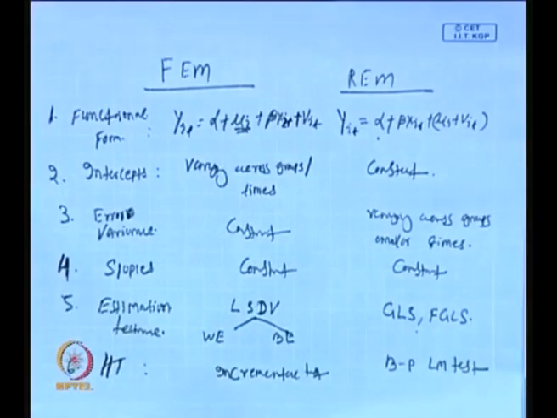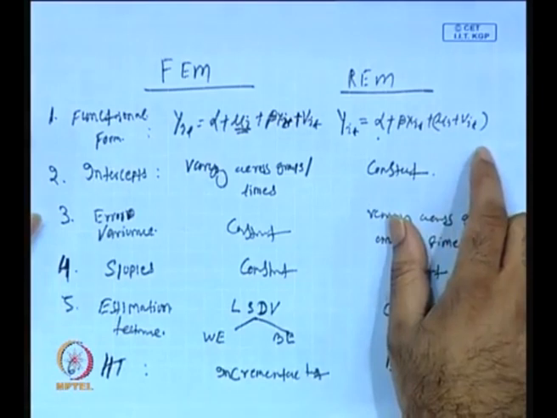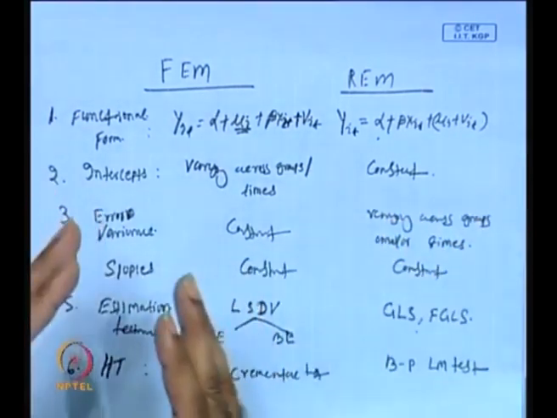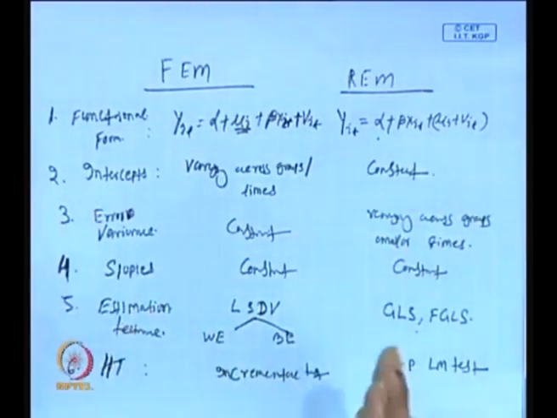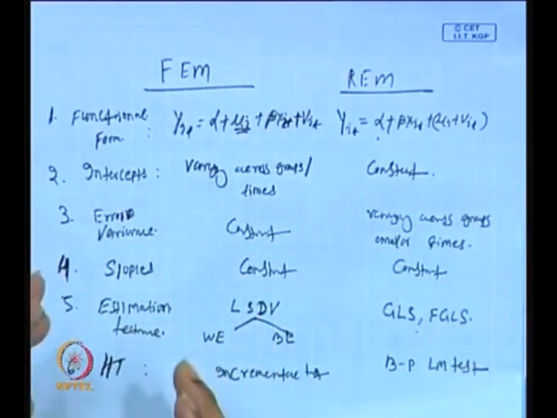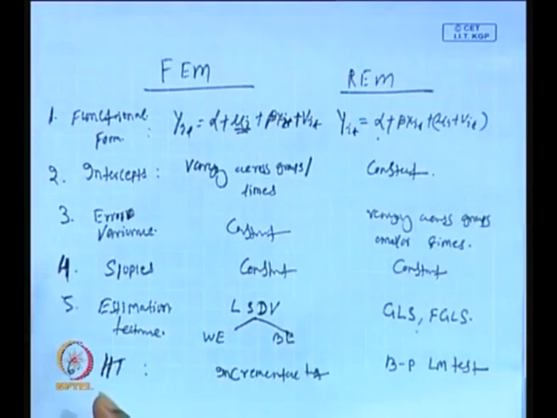So in the case of fixed effect models, we can write the functional form y it equal to alpha mu i plus beta x it plus u it, then y it equal to alpha plus beta x it plus mu i plus u it. Now these models can be distinguished with respect to intercept. In one case, the intercept will vary with respect to groups, individuals or time. That is what is called a fixed effect model.